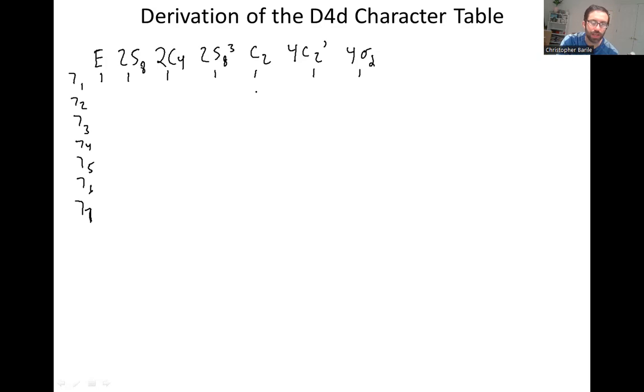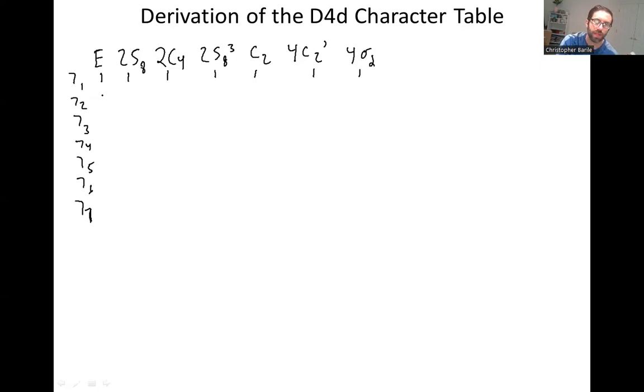Now, from here, we need to use our character table rules. The rule that we always like to use next is that the sum of the squares of the dimensionality, that is the character under identity, equals the order of the point group, or the total number of symmetry operations in the point group. Well, we know the total number of symmetry operations is 16. That's 1 plus 2 plus 2 plus 2 plus 1 plus 4 plus 4.